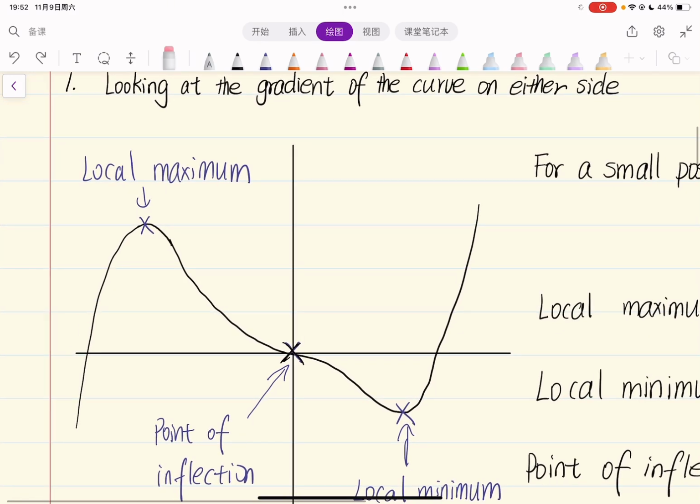We can see on the left-hand side of the local maximum, the curve has a positive gradient. And then at the local maximum, the gradient is 0. And then let's go along. We can see the gradient is negative.